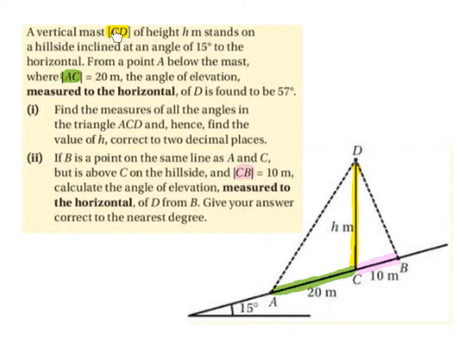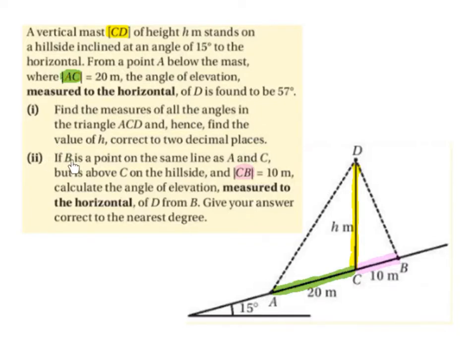A vertical mast CD of a height h meters stands on a hillside inclined at an angle of 15 degrees to the horizontal. From a point A below the mast, where AC is equal to 20 meters, the angle of elevation measured to the horizontal of D is found to be 57 degrees. Part 1. Find the measures of all the angles in the triangle ACD and hence find the value of h correct to 2 decimal places.